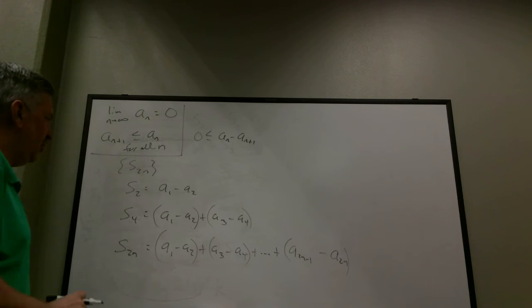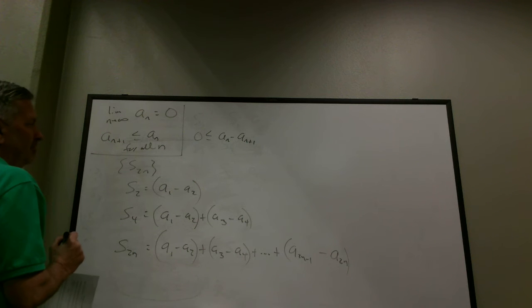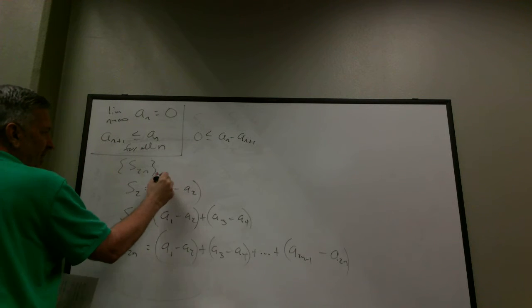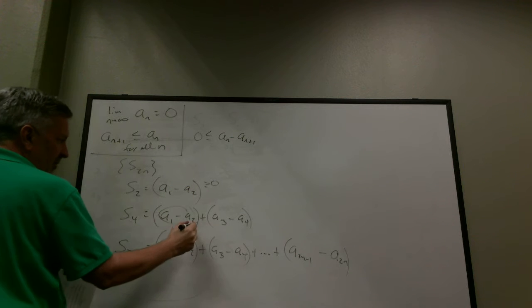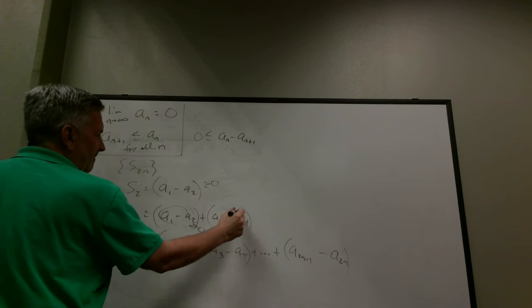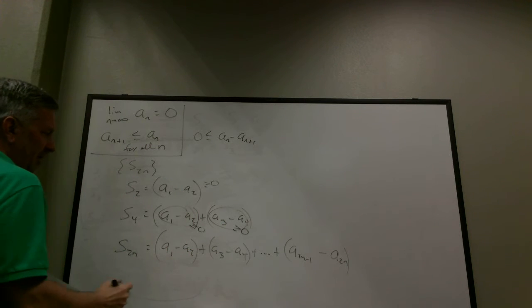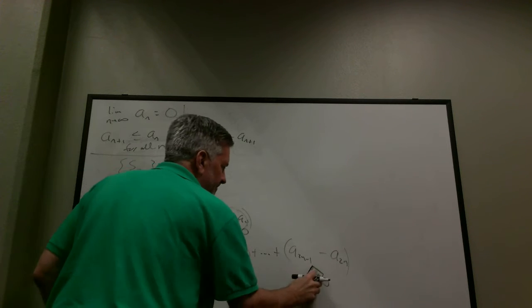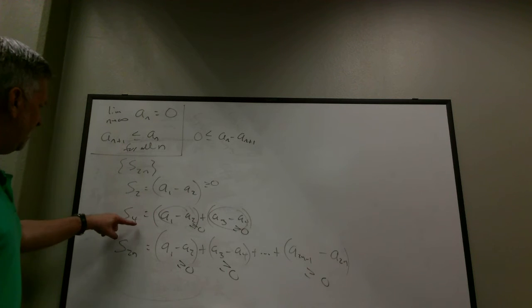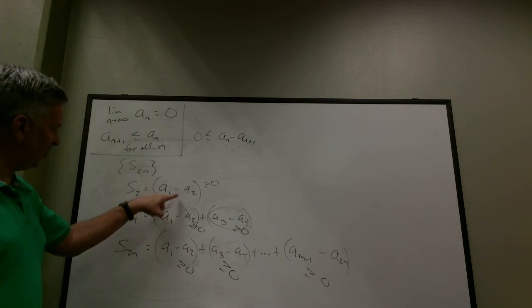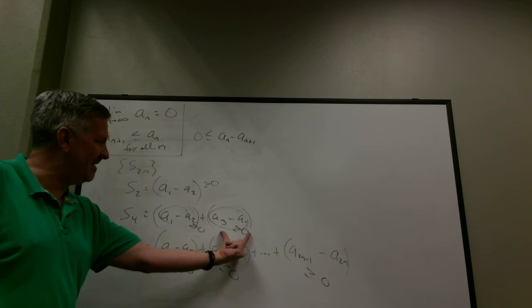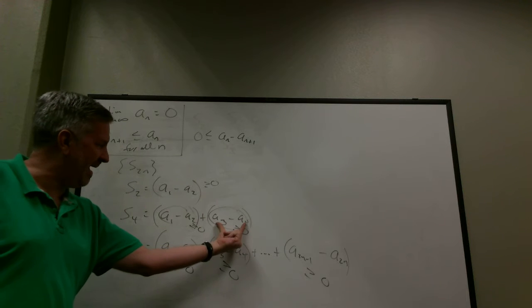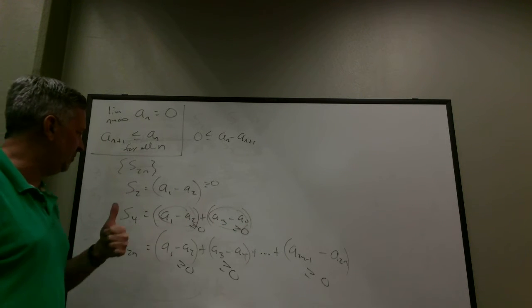So what they want you to notice here is, here's S2. That's non-negative: a1 minus a2 is bigger than or equal to 0. This one we just argued is bigger than or equal to 0. And a3 minus a4 is bigger than or equal to 0. Same argument, same thing all the way down to here. So how does S4 compare to S2? Well, these are the same, but you've added something that's not negative. It could be 0, but it's not negative. So S4 is greater than or equal to S2 because you're adding either 0 or a positive number to S2. Now keep going.